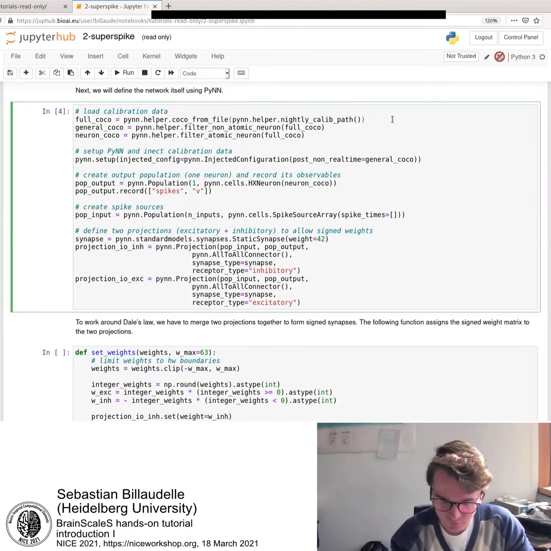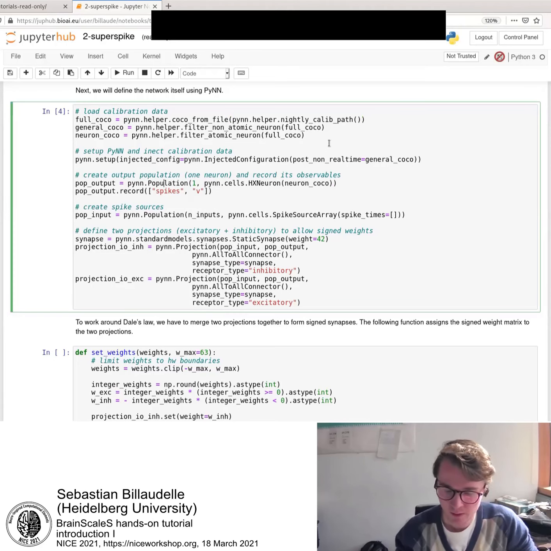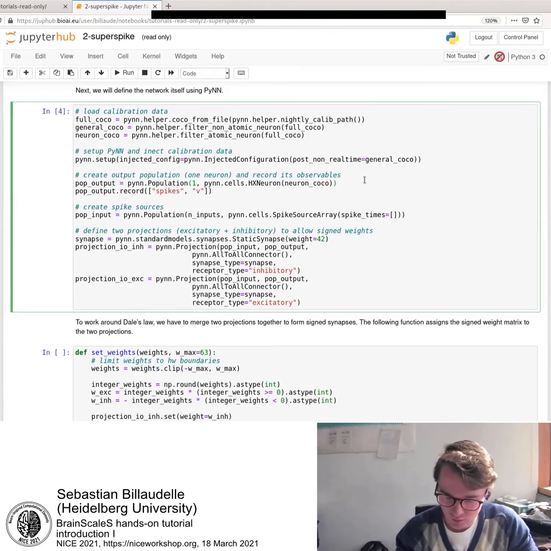Okay, so now we can define our network. We, again, have a population of one neuron. We simply want to train a single neuron here. And instead of giving all these parameters individually, like we have done before, we now load these nightly calibration data using the neuron COCOs. And again, we tell Pynn, please record the spikes and the membrane potential of that neuron.